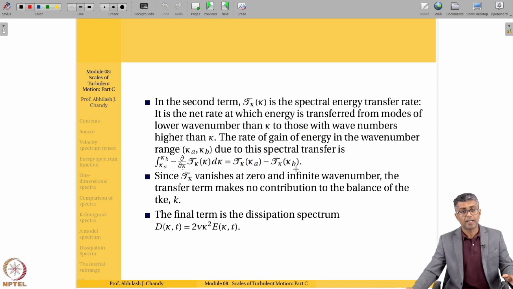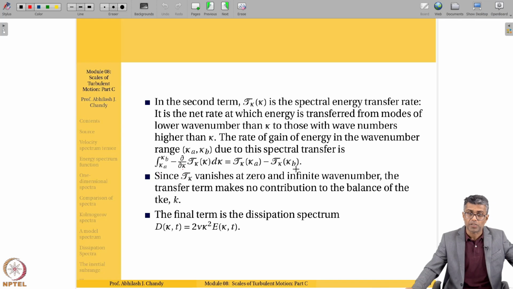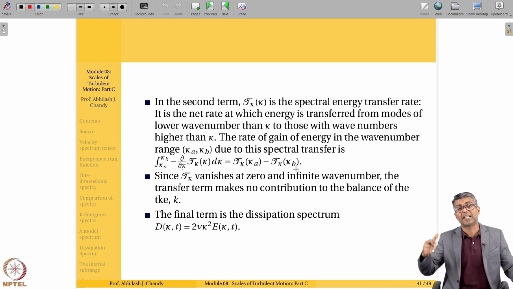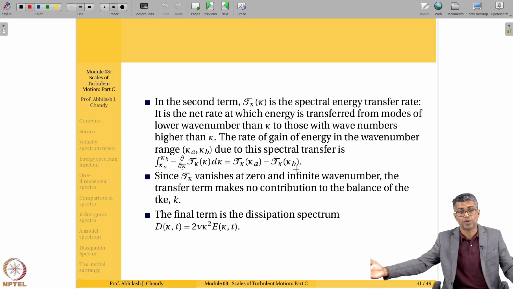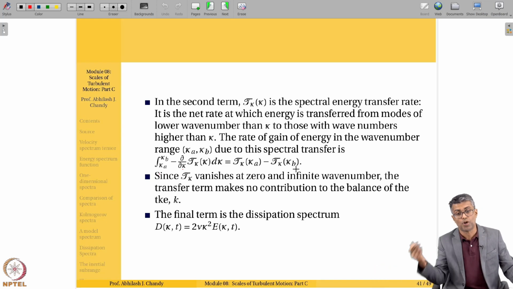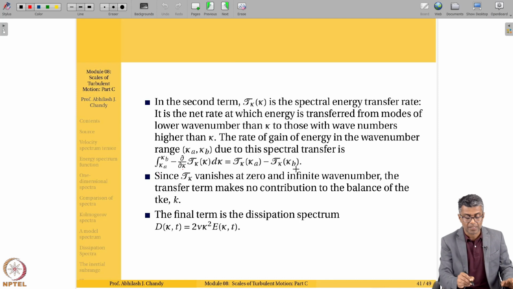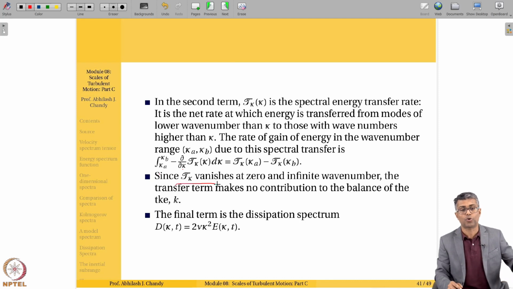Now keep in mind, there is no transfer from the lowest wave number of kappa equal to 0. Why? Because there is no energy below that. Also, there is no transfer at the highest wave number of kappa tends to infinity, because there is no energy beyond that. There are no scales beyond that. In that sense, this value vanishes at 0 and infinity. So the transfer term makes no contribution to the balance of TKE.